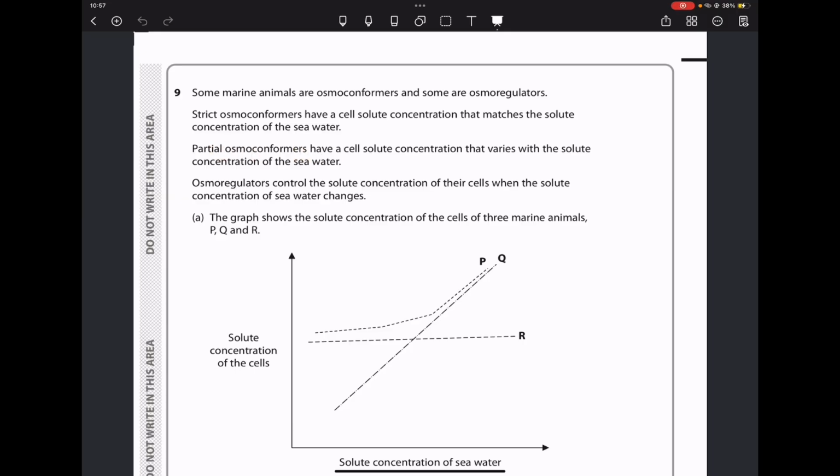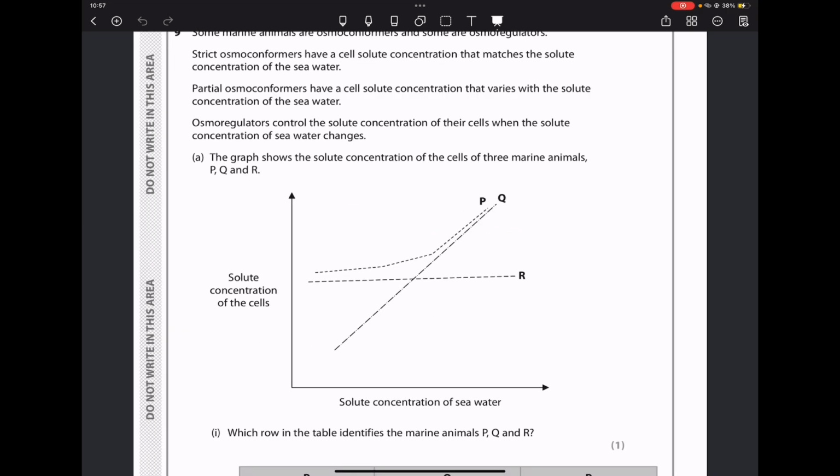Partial osmoconformers have a cell solute concentration that varies with the solute concentration of the sea. Osmoregulators control the solute concentration of their cells when the solute concentration of the sea changes. The graph shows the solute concentration of the cells of 3 marine animals. We have P, Q, and R. On the graph, we see the solute concentration of the sea as it increases.